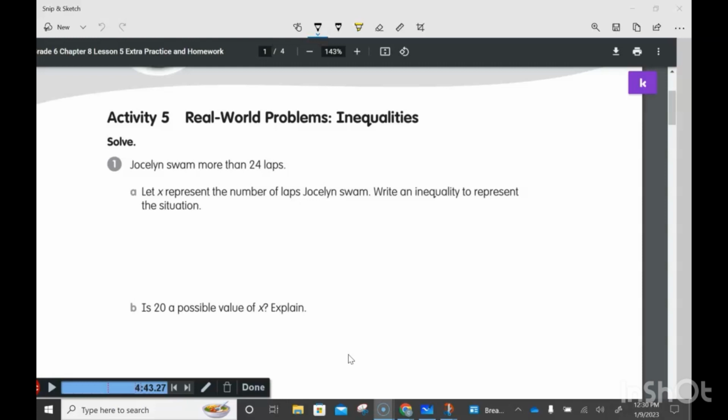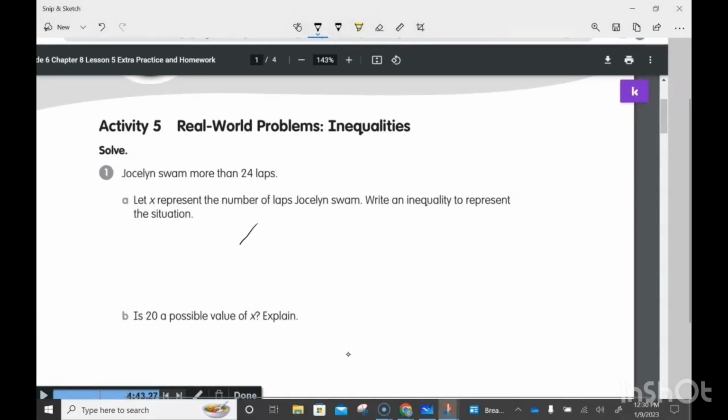It says Jocelyn swam more than 24 laps. And it says let X represent the number of laps Jocelyn swam. Write an inequality to represent the situation. So what we're going to have here is X first of all. And it's saying swam more than 24 laps. Okay, so because it's more than 24, it's going to be X is greater than 24. Now we don't put a line underneath it because it's not saying 24 or more laps. Okay, it's just saying more than 24 laps, therefore X is greater than 24.